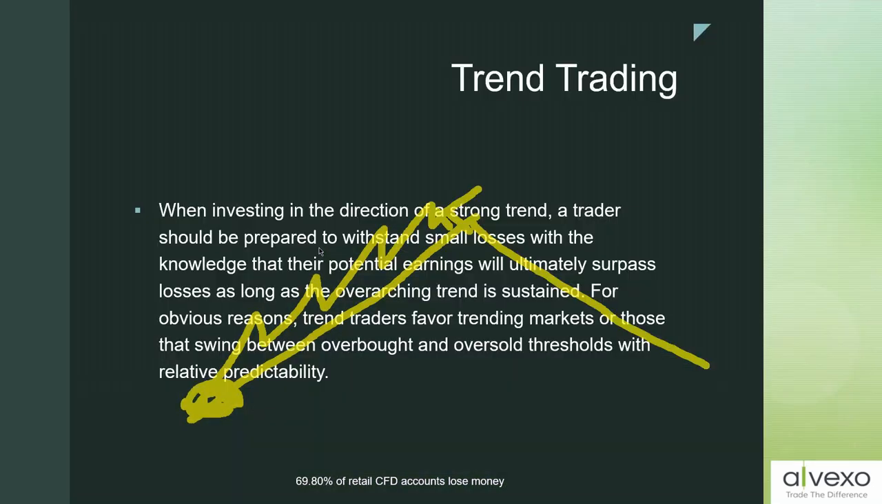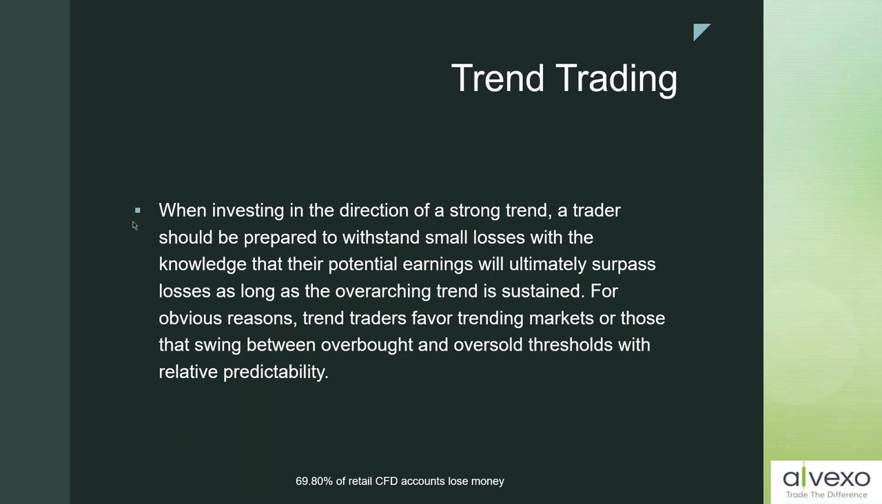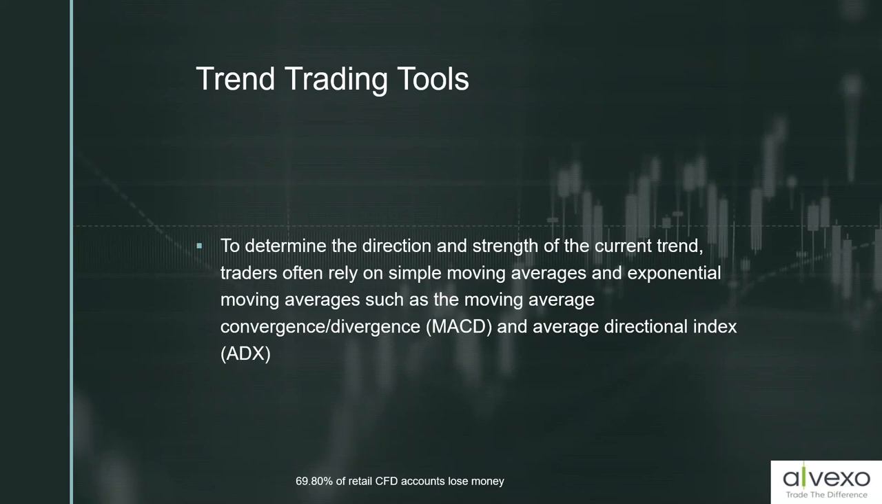and of that trend. So when investing in the direction of a strong trend, a trader should be prepared to withstand small losses with the knowledge that their potential earnings will ultimately surpass losses. For obvious reasons, trend traders favor trending markets or those swinging between overbought and oversold thresholds with relative predictability. So to determine the direction and strength of the current trend, we use things such as moving averages, exponential moving averages, or the moving average convergence divergence indicator, MACD, or the average directional index.